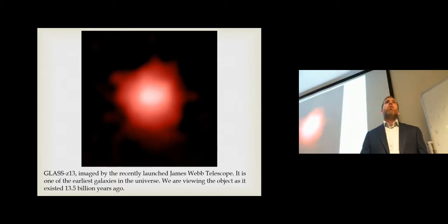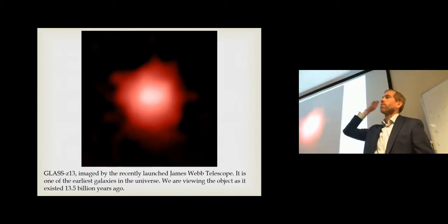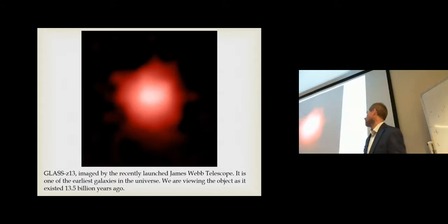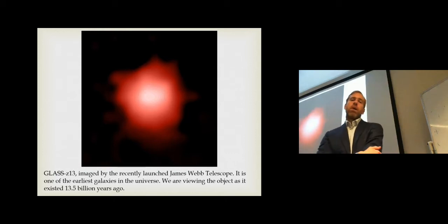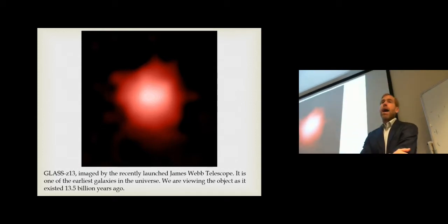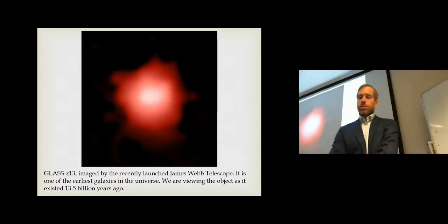How can we see that? Well, because that's how far away from us it's located. So the light has taken that long to reach us. So this is our own form of time travel, looking into the past, looking into the deep past of the universe.